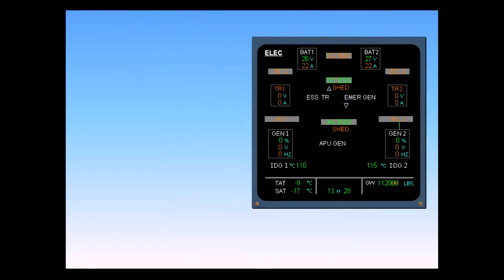On the ground below 100 knots, both batteries automatically connect to the DC battery bus. Below 50 knots, AC Essential is no longer powered, and the CRTs are lost. Only DC Essential remains powered, providing communication capability.